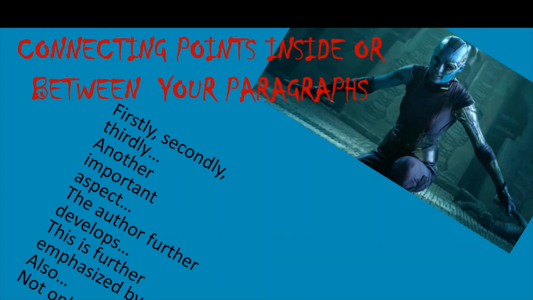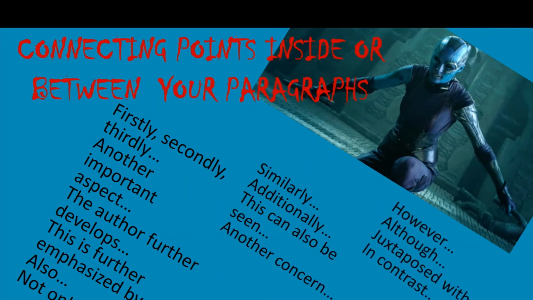So looking at language and connecting points inside or between your paragraphs, it's a good idea to get a collection of words together that say that something is similar, or that it's adding on to another point, or even that you're contrasting them. You should get these words under your belt and a few more like them, just so that it's easy when you're writing, that you're not sitting there thinking about what you want to say.